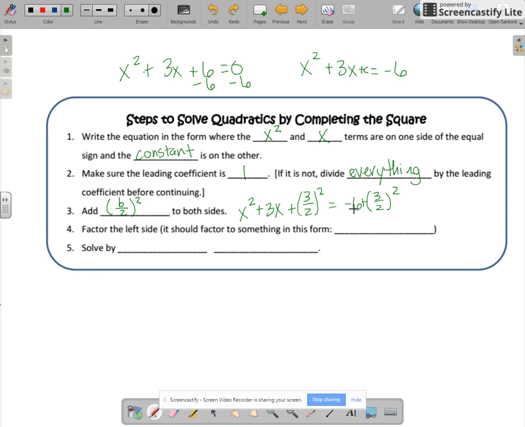We then factor the left side, and it should be factored as something in the form of x plus b divided by 2 squared. And then finally, we solve by square roots. Once you have that written down, go ahead and move on to the first example. Let's work through that one together.